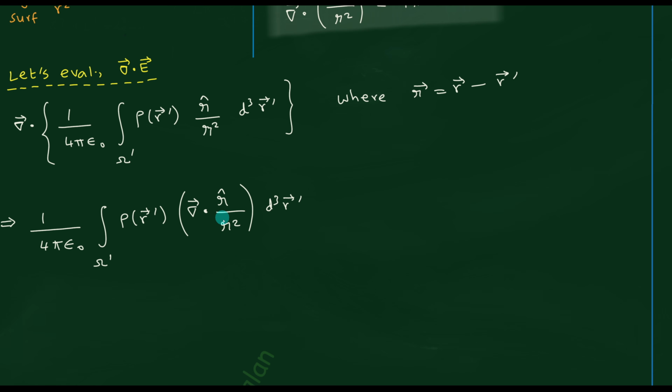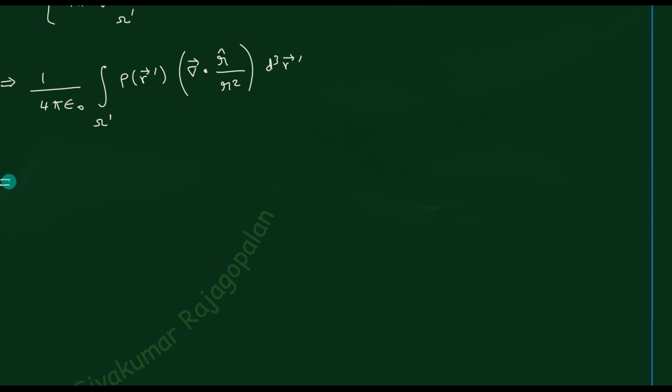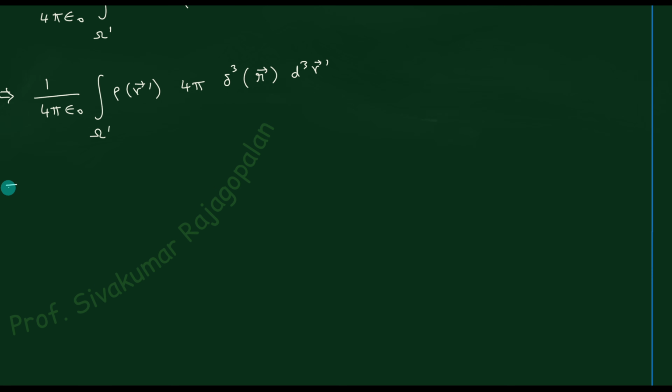Once we have this, we are now ready to simplify, because just now I have highlighted, or put a box around, that result, and that is what we are going to substitute. Then immediately we will get the answer. So let us substitute that. I am simply going to substitute 1 over 4 pi epsilon naught, then the integral over the primed variables, charge density multiplied by that expression, which is 4 pi into delta cube of r. That's what you have to remember, the expression that you just now got. And then you have a d cube of r prime. So 4 pi into delta cube of r is the result that we got just now. And once we have that, we are now ready to simplify.